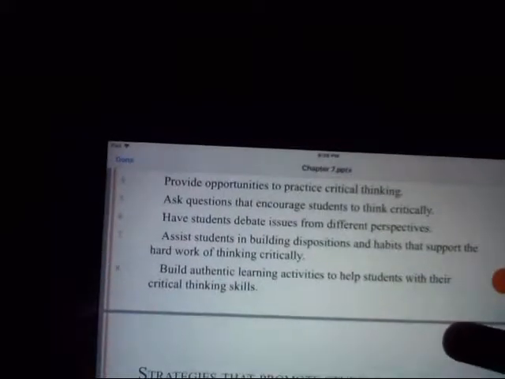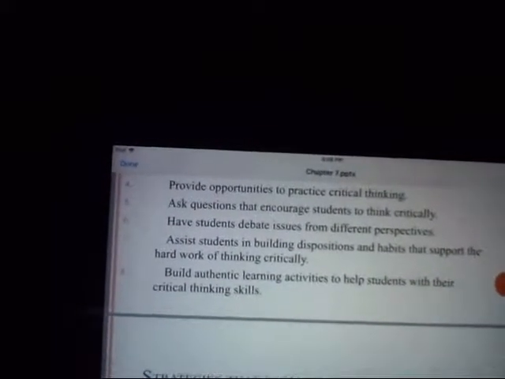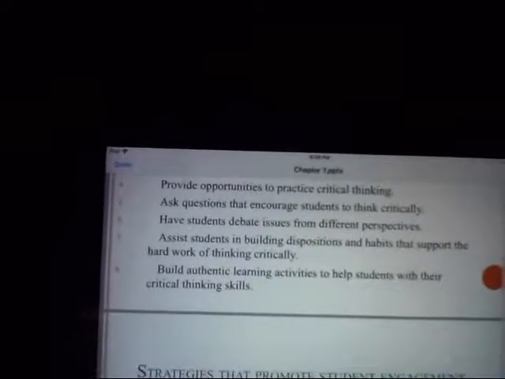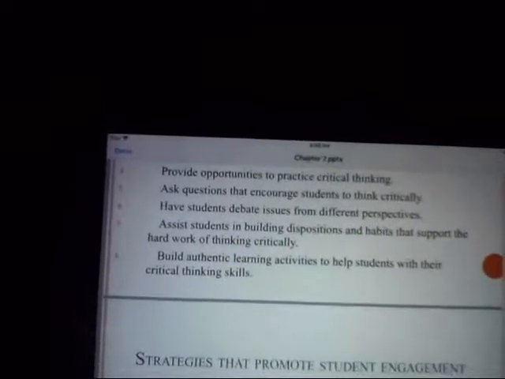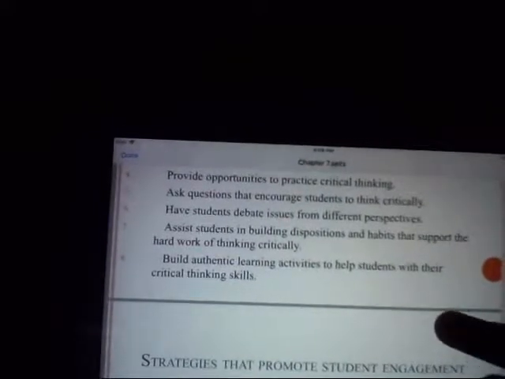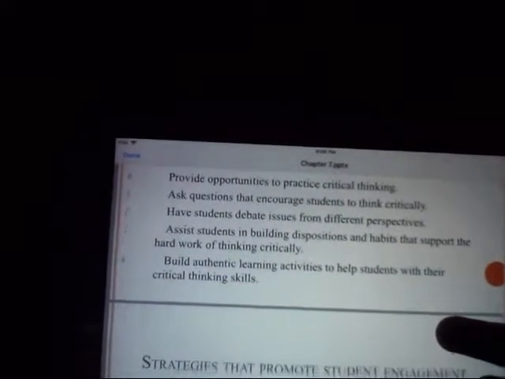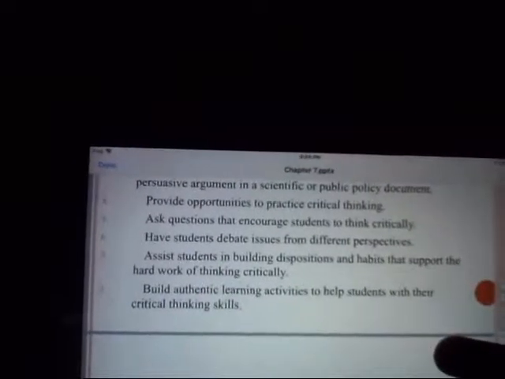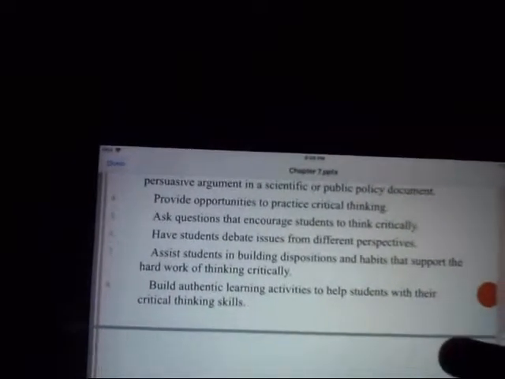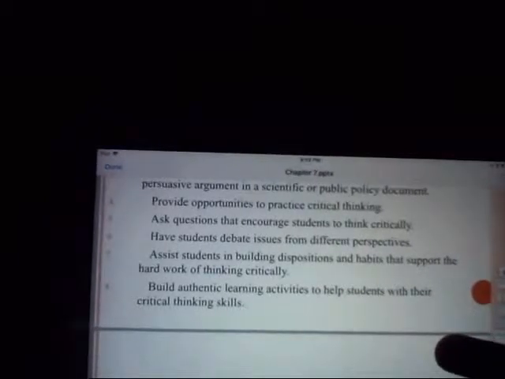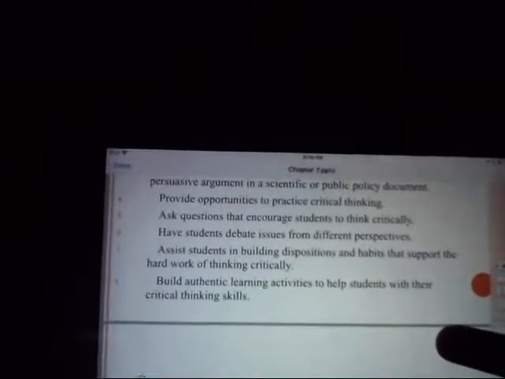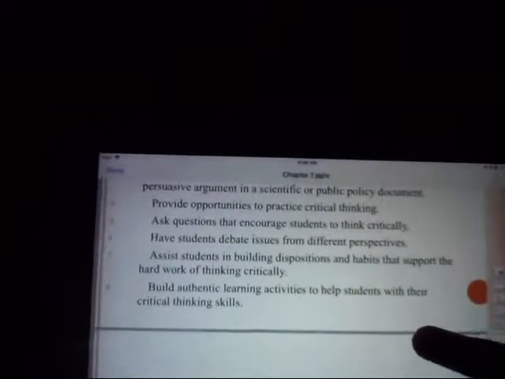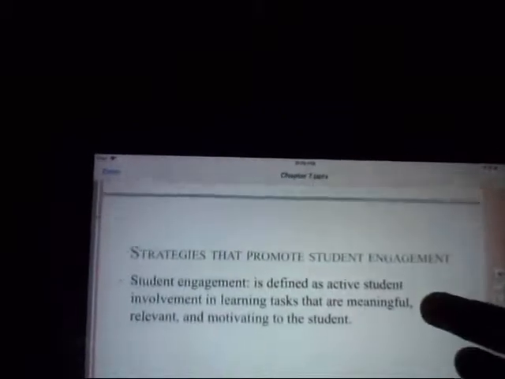Assist students in building the positions and habits that support hard work and thinking critically. Encourage them, never discourage them more than anything. Build authentic learning activities to help students with their critical thinking skills. Something they can learn from, not just a topic just for fun. Maybe that would be more when they're not graded or just as a start. But this is also something where they are learning.